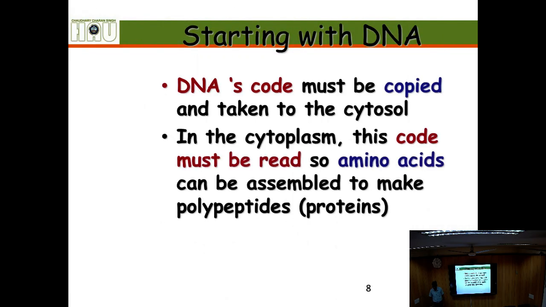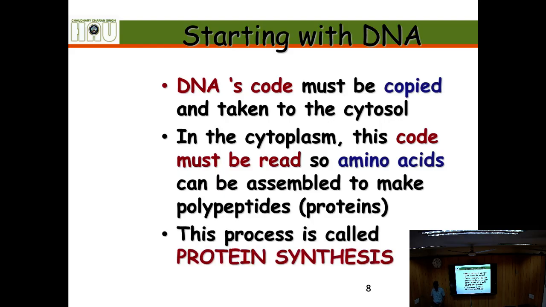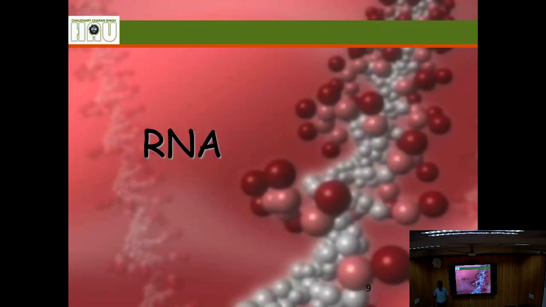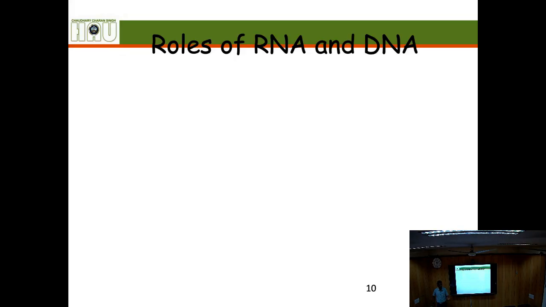For protein synthesis to begin, the DNA's code must be copied and taken to the cytoplasm, and in the cytoplasm this code must be read, so the amino acids can assemble and form polypeptides or proteins. This process is called protein synthesis. For it to begin, RNA is one of the entities, because the mRNA is going to bind to the ribosomes, and it comes from the nucleus.